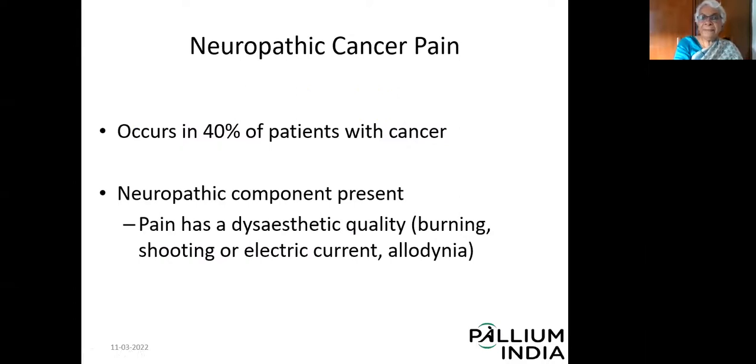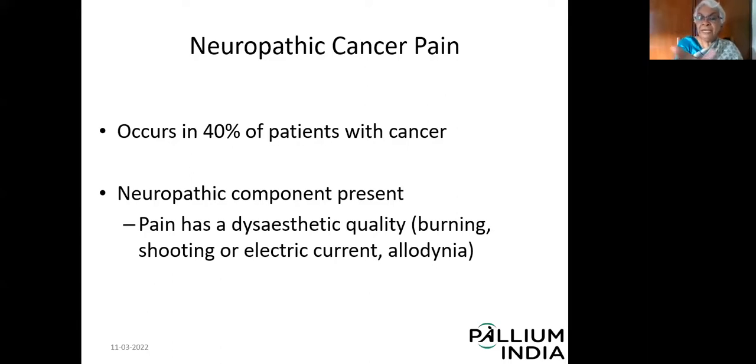Now, neuropathic pain in cancer. This can occur in as many as 40% of patients. And you can distinguish the neuropathic element by its dysesthetic quality. It can be burning, shooting, electric current, or allodynia. And like I said, when you assess the pain patient, besides assessing the severity of pain, we also have to see the type of pain. Is it nociceptive or neuropathic?